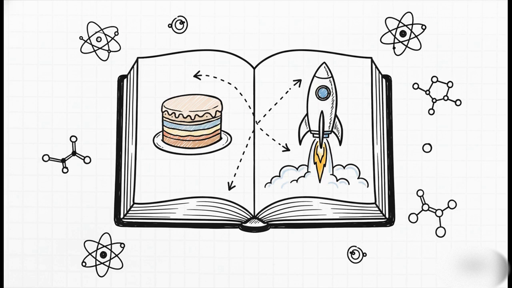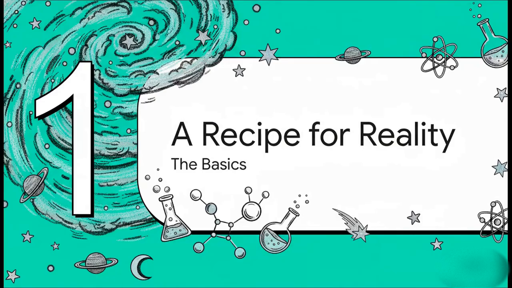And just like any good recipe, whether it's for a simple cake or for complex rocket fuel, they follow a very precise set of instructions. Today, we're going to learn how to read them. So every recipe has a basic structure, right? Let's take a look at the fundamental layout for how reality cooks things up.